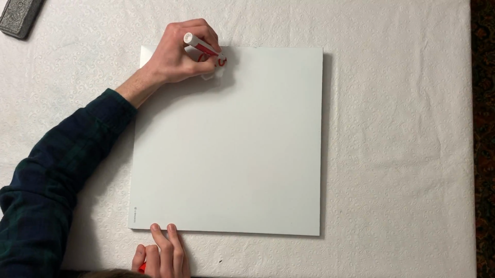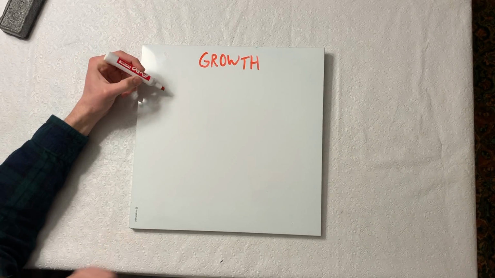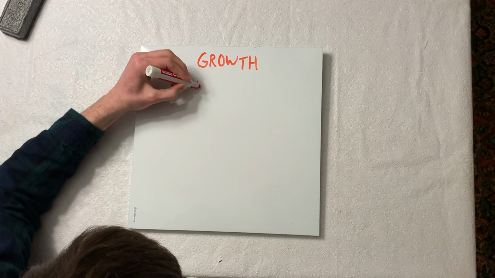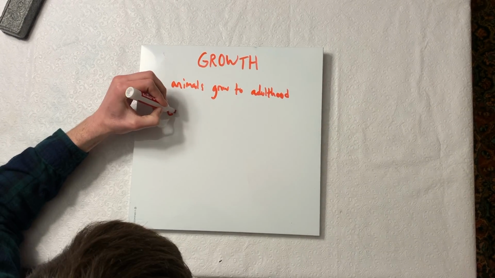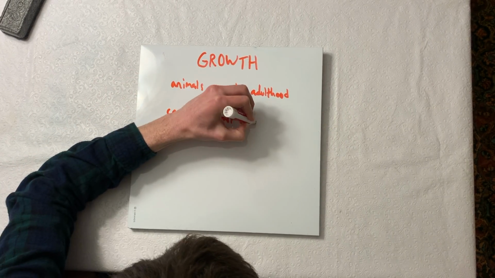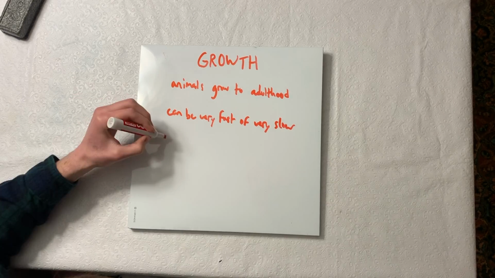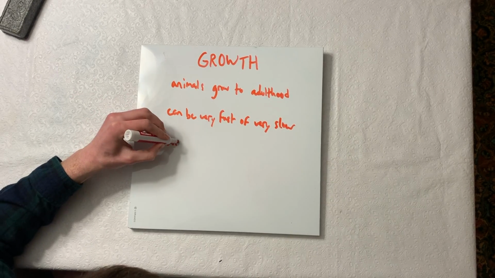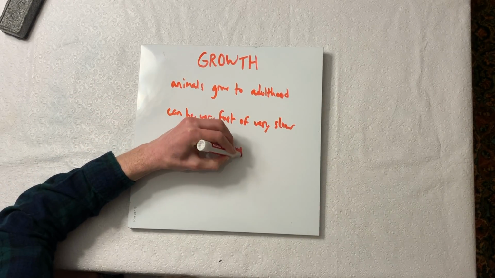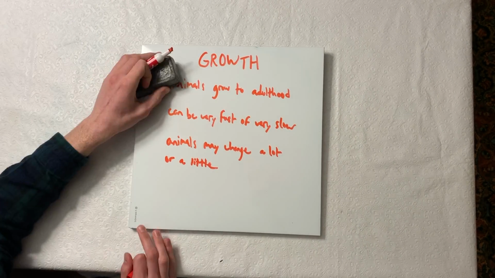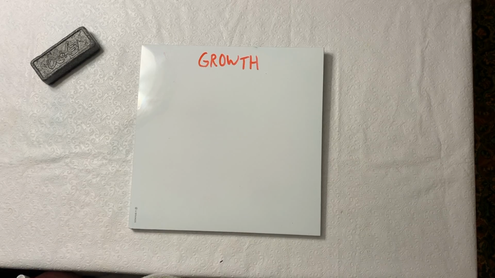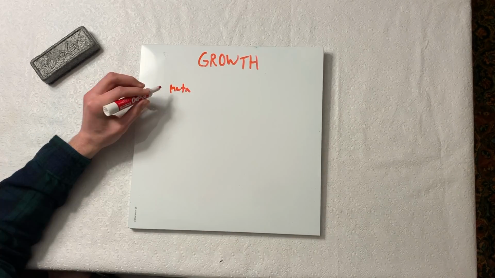The next stage is the growth stage. This is where the animal grows to maturity or to adulthood. This can happen very fast, sometimes only a day for certain insects, or very slow, like us. It takes us at least 13 to 18 years to grow to maturity. And during this time, animals can change very little. Maybe they're like us and they just get larger, but others can go through rapid changes of their body.